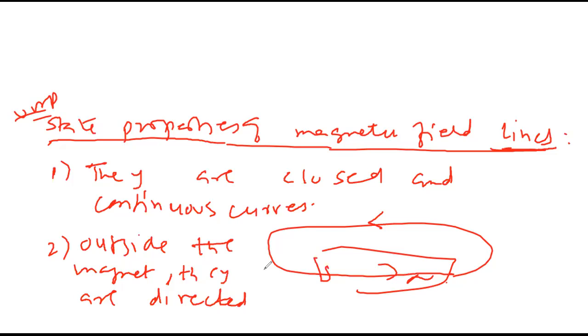Outside the magnet, they are directed from north pole to south pole, and inside they are from south to north. Completed 2 points? Yes sir.